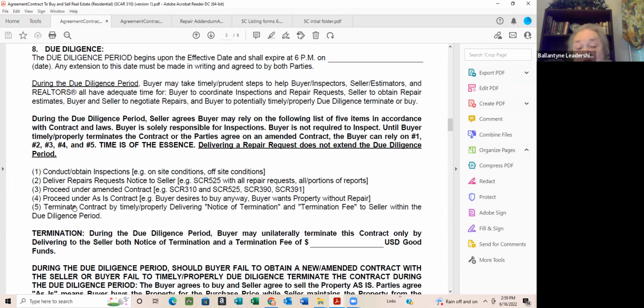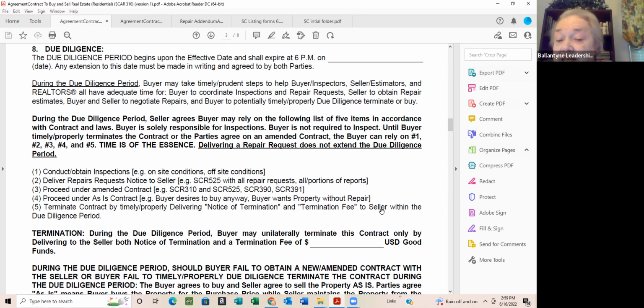And this right here is what we're most concerned with from the due diligence aspect, where they terminate the contract by timely and properly delivering notice of termination. That's Form 313, and the termination fee to the seller within the due diligence period. Now, let me tell you this little booger. I don't know how this is going to work. I'm really not sure how it's going to work collecting the termination fee at this point when the buyers are already upset.